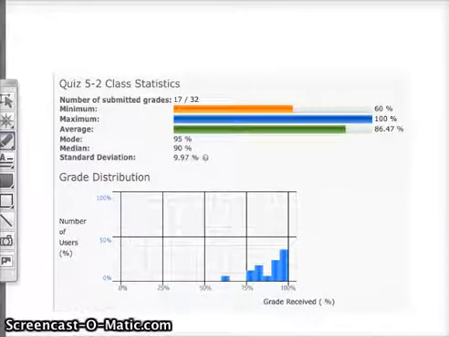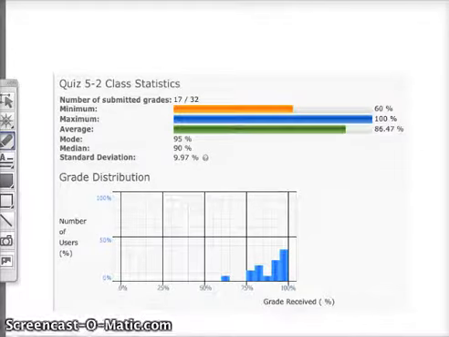Okay, students, this is a review over some of the questions on Quiz 5.2. As you can see, you're looking at the numbers of submitted grades up there, and hopefully if you're plugged into the course, you understand why I'm not doing a bunch of questions. All right, but there are a couple questions that we need to look at.